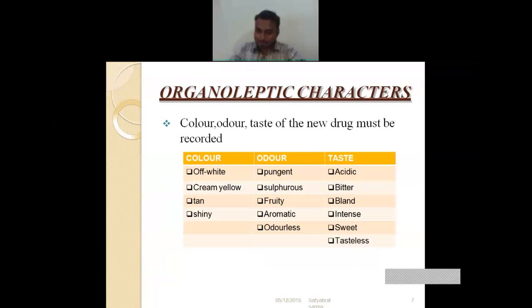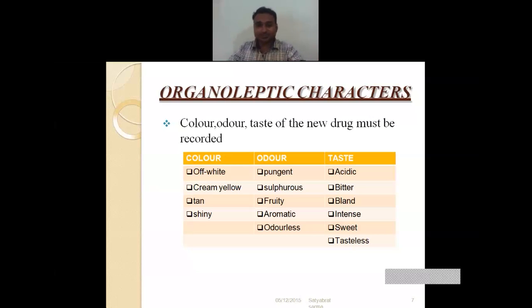Yes, already you have been told in your previous class also. That is colors, odor, taste, smell. Is not it? Okay. So these are the organoleptic characteristics. For the drug, in case of color, it may be off-white, it may be cream yellow, it may be tan, or it may be shiny. These are the parts of the color of the organoleptic properties.